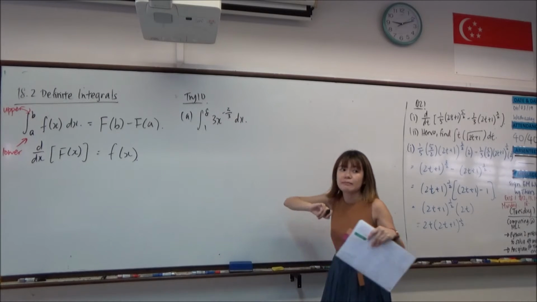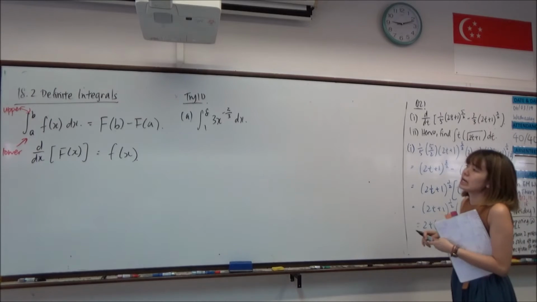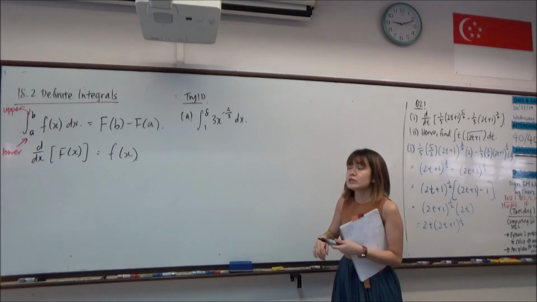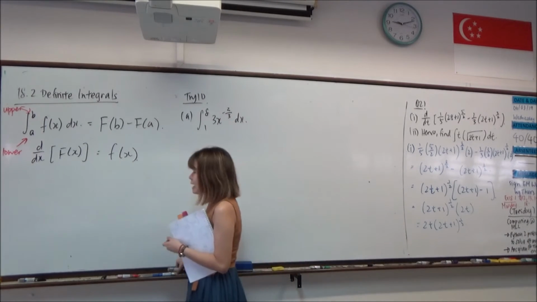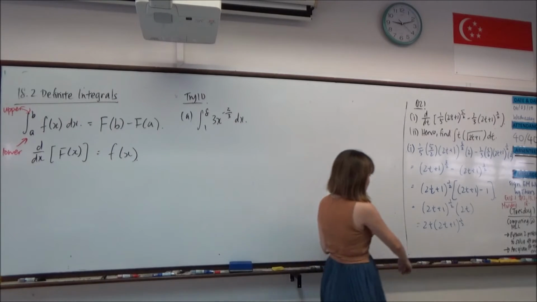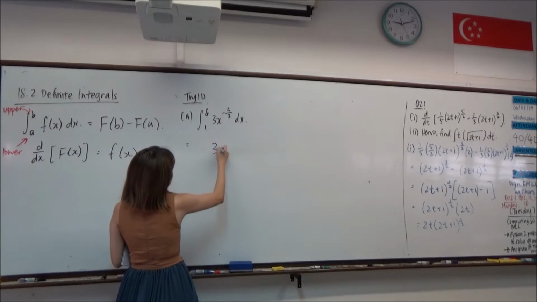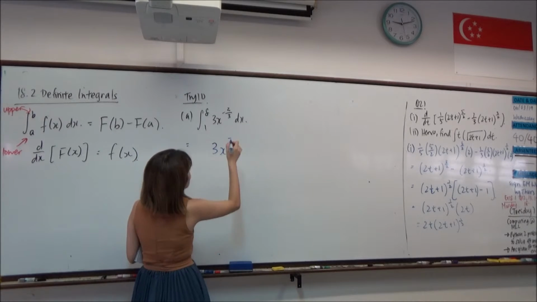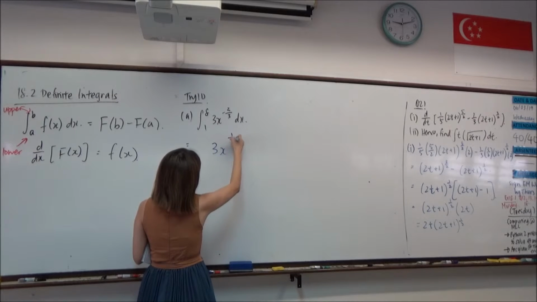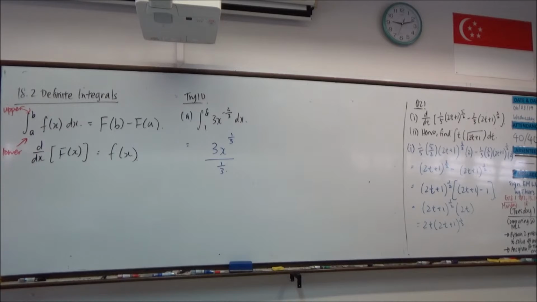Let's just start off with some examples to understand what I'm trying to say. If I want to integrate 3x to the power negative 2/3 between 1 and 8, my integration method is still the same. So what I will do is get 3x to the power negative 2/3 plus 1, that is 1/3 over 1/3. This is what I'll get if I were to integrate.